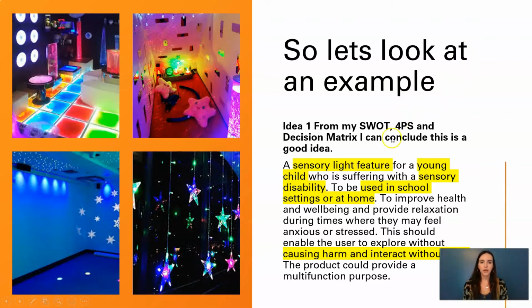The example that I've come up with is a sensory light feature for a young child who is suffering with a sensory disability, to be used in school or at home to improve health and well-being and provide relaxation during times where they may feel anxious or stressed. This should enable the user to explore without causing harm and interact without risk. This product could provide a multifunction purpose. So this is my idea that I'm working with. I've got some examples here of different types of sensory lighting in sensory rooms that already exist on the market.